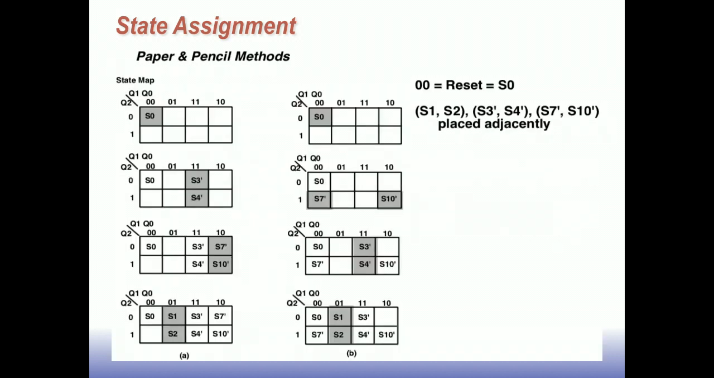And then again, we can use a Karnaugh map type structure to lay out our state assignments. There's different possibilities here. And anyways, you can see S7 and S10, S3 and S4. So that's a nice assignment there. And there's just different possibilities here, and some are equivalent to one another. Okay, so that gives you some heuristic methods.